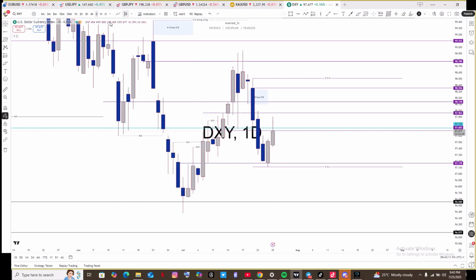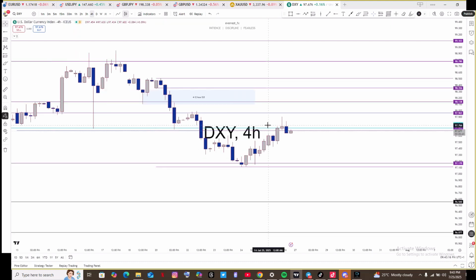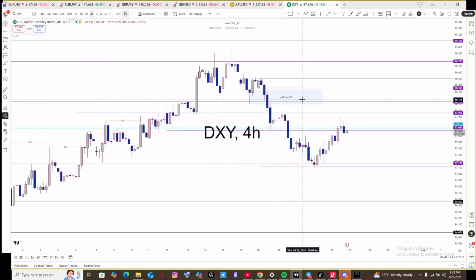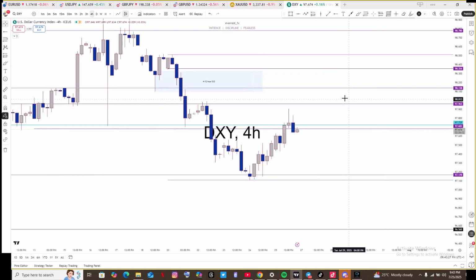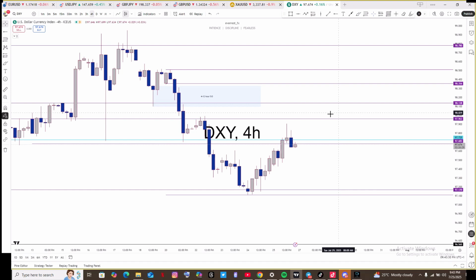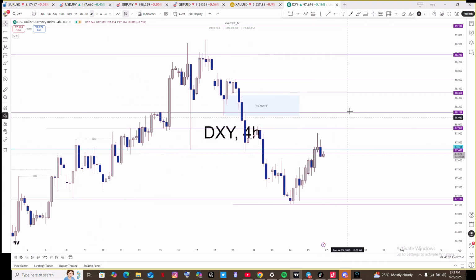Let me go down to 4 hours. You see this zone, you see another block there. This zone, you see another block there. So price is going to be reacting from any of these zones. So let's say next week I will be expecting this a break.